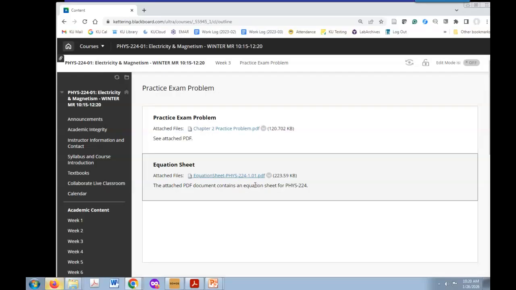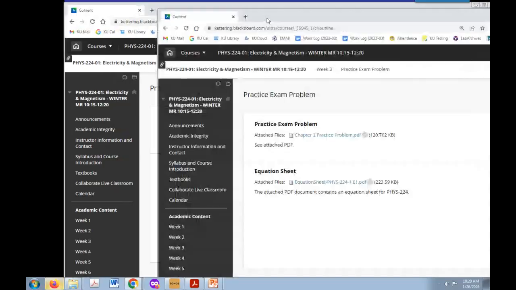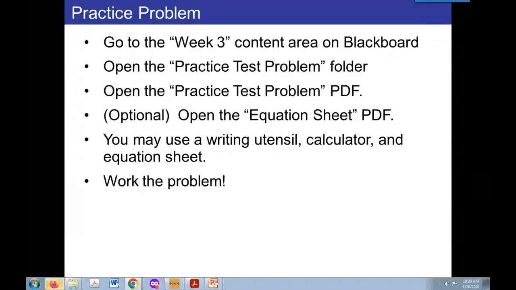I did, for convenience here, put in the equation sheet. Feel free to use that as well. But otherwise, we'll treat this kind of like a test condition, so you can have something to write with, you can have a calculator, and you can have your equation sheet. If you have the paper equation sheet handy, feel free to use that as well. And then go ahead and just work the problem. We'll take probably 15, 20 minutes for this, and then we'll come back and talk. So feel free to get started on that, and I'll check back in with you in 15, 20 minutes.